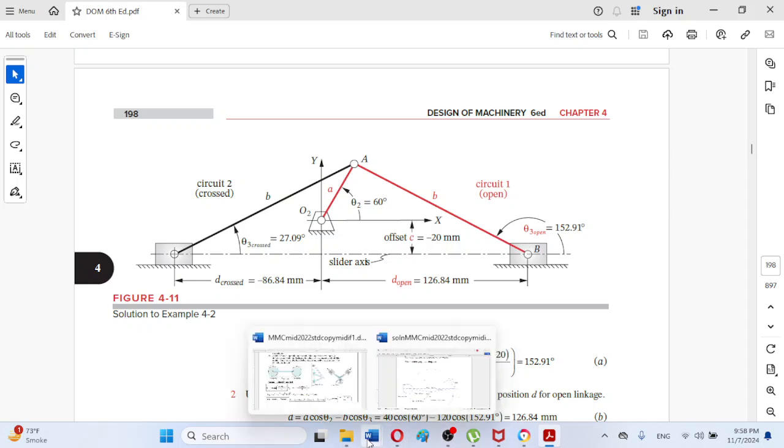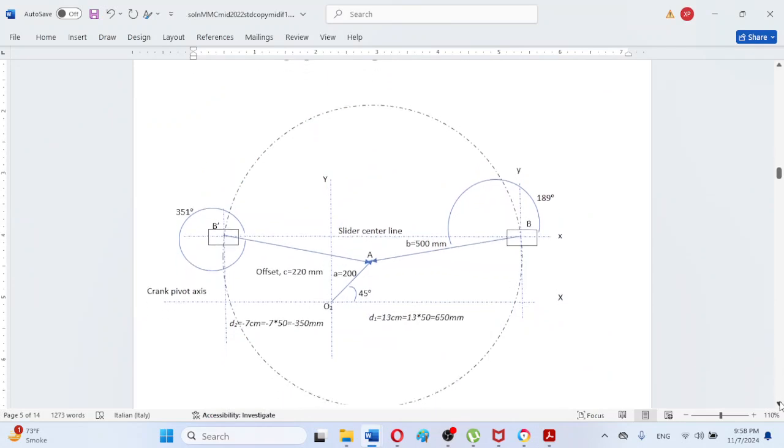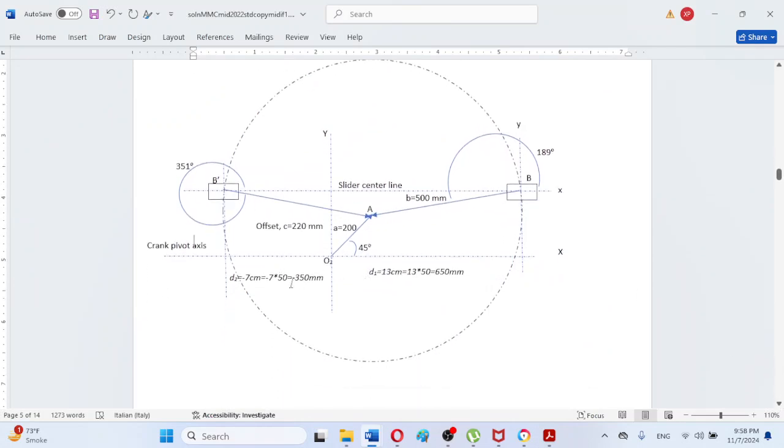So in this way, this is the graphical solution, and here the values of d1 and d2 according to scale have also been listed, angles have also been listed. So the graphical solution is quite clear from this diagram.